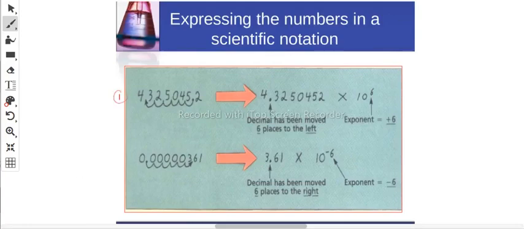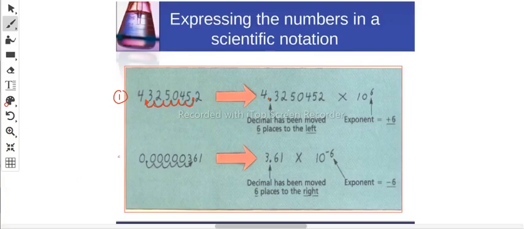For example, number 1, you're going to find that I have here the decimal. If you want to start taking the decimal and rewrite the number another time into a scientific notation, you're going to stop right here. So the final answer would be 4.3250452 times 10 to the power of 6 as an exponent.